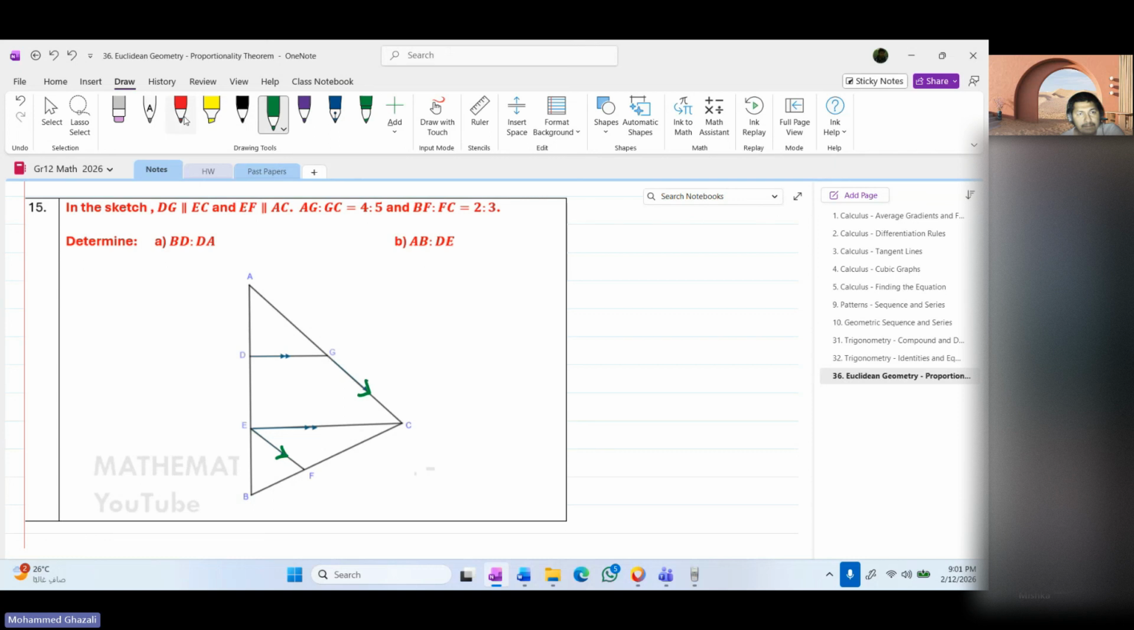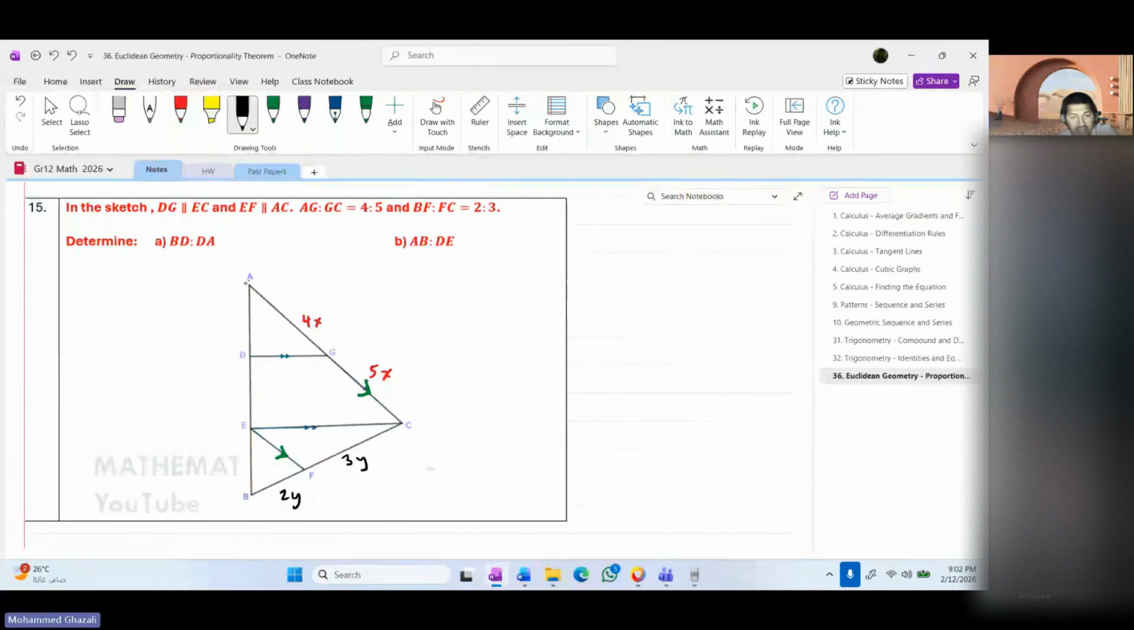AG to GC is 4:5, so 4x is to 5x. BF to FC. Why are we doing this one? It's the entire big one here. BF to FC is 2:3, so 2y is to 3y. BF to FC. Determine BD to DA.